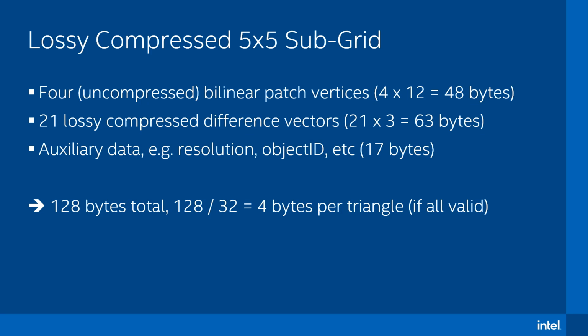Which corresponds to 4 bytes per triangle, which is a huge reduction compared to the original roughly 30 bytes per triangle for indexed triangle meshes.